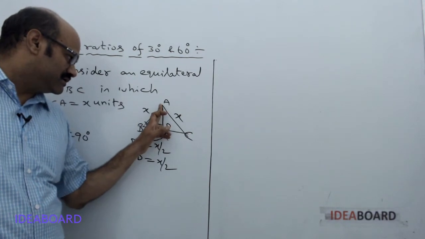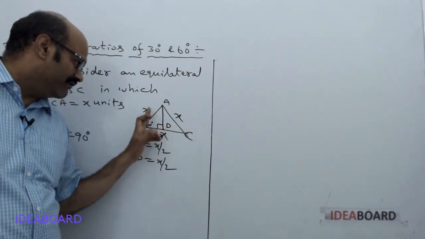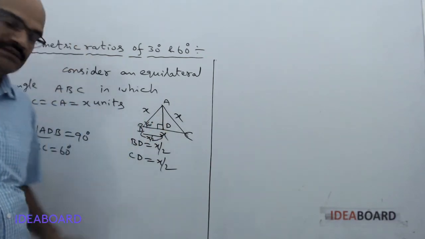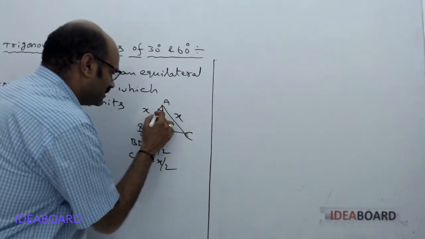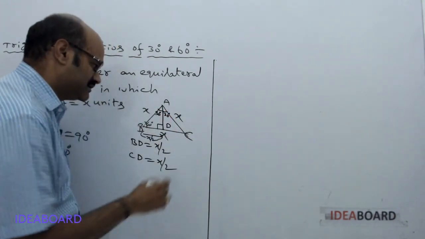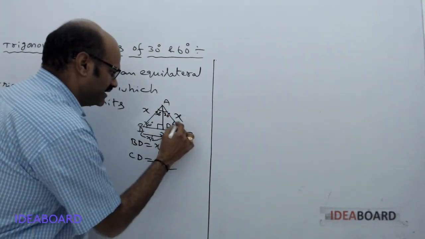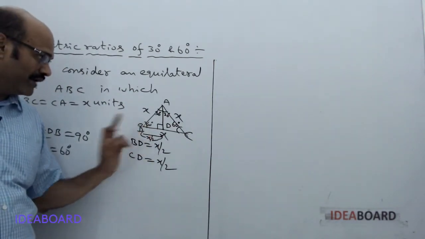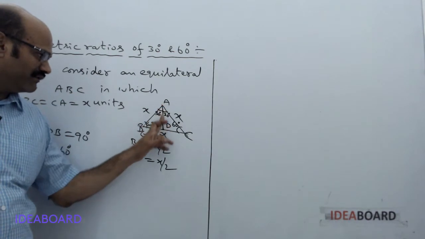Now this AD divides angle BAC into two equal angles, so that this angle is equal to 30 degrees, this angle is also equal to 30 degrees, this angle is equal to 60 degrees. Now we have to find the length of AD.